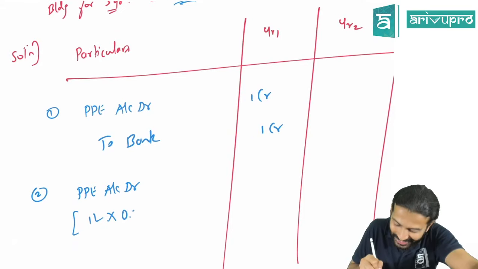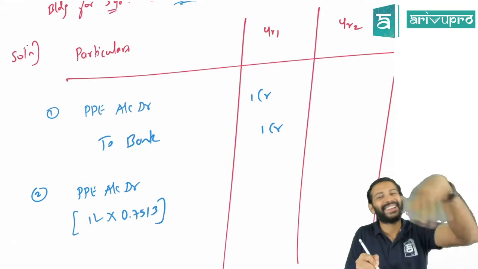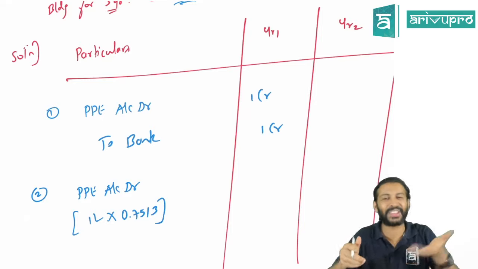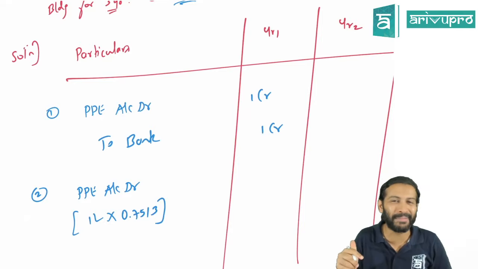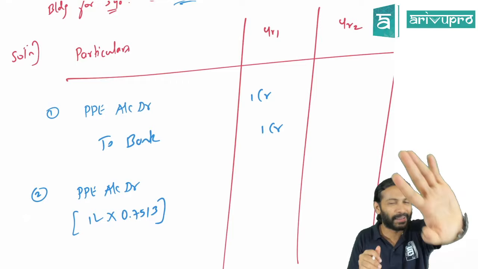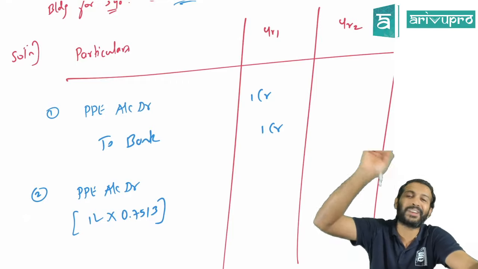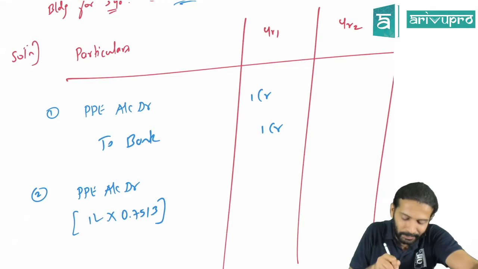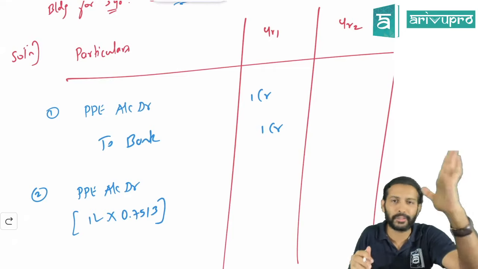That 10% I think you must have mugged up by now. Yes, no? It came in your CA Inter FM, chapter 19 of CA Inter, and even in CA Final many discount factors are 10%. So if you have not mugged it up also, no problem. You do in your calculator 1 divided by 1.1, press the equals button 3 times. You will get the present value interest factor. Third year it will be 0.7513.